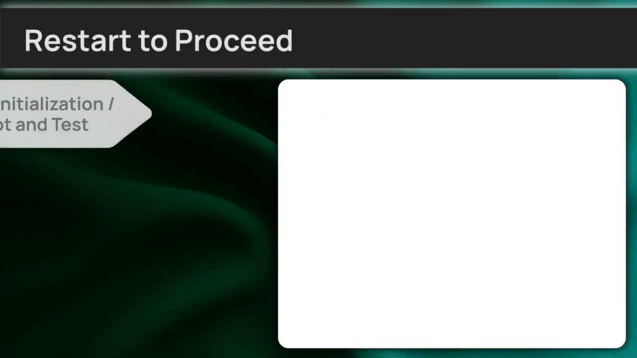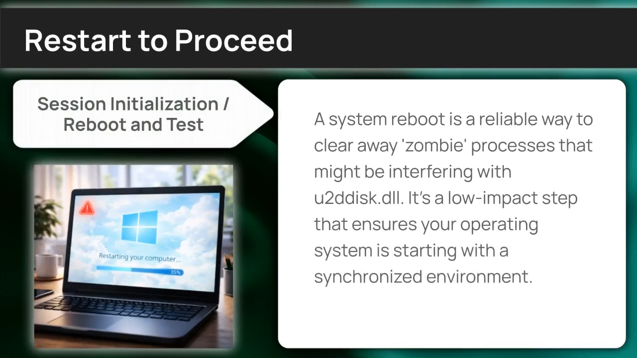Performing a restart can determine if the error is just a transient environment glitch. A reboot refreshes your system's path variables and can sometimes re-establish a broken link to the u2ddisk library file.